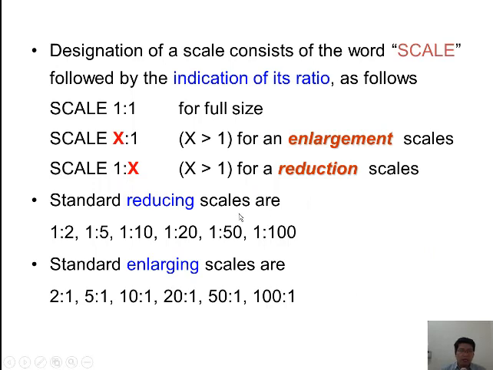Typical scale standards are 1 to 2, 1 to 5, 1 to 10, 1 to 20, 1 to 50, 1 to 100, similar to map scales. The other way around, we have 2 to 1, 5 to 1, 10 to 1, 20 to 1, 50 to 1, 100 to 1.